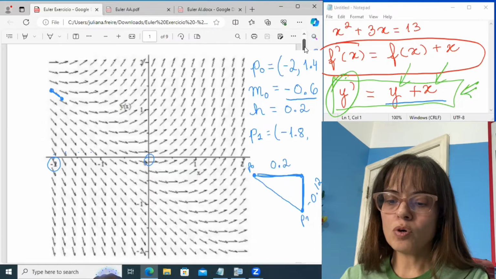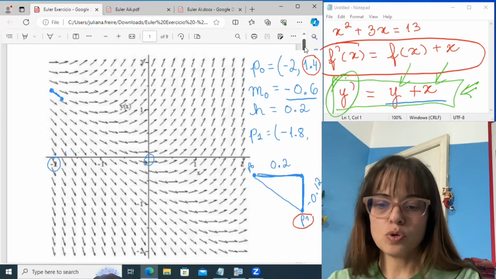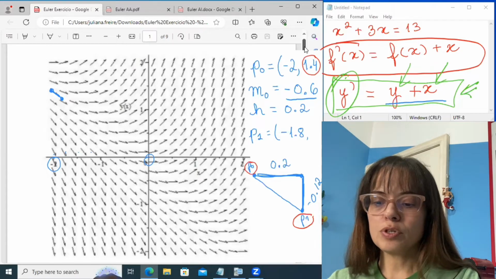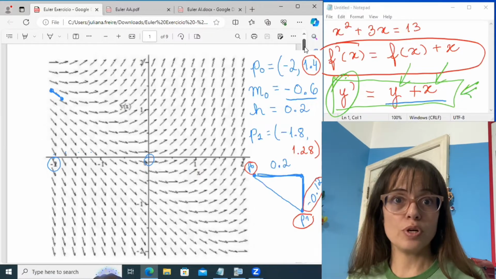So the y-coordinate of P1, we start from the 1.4. That was the coordinate of P0. And then we're going to subtract 0.12. So that is 1.28.